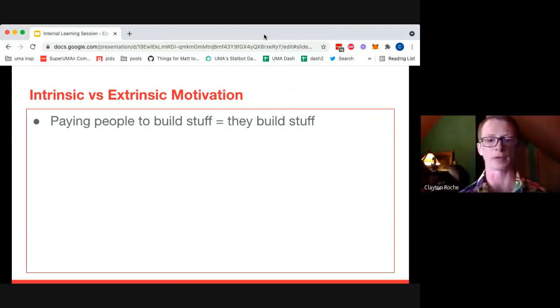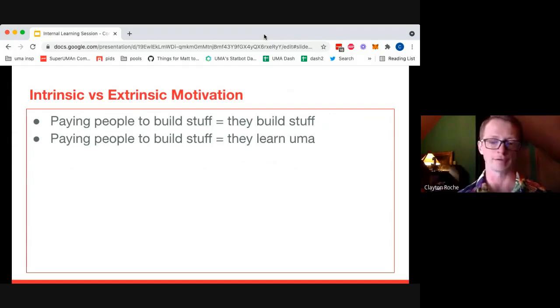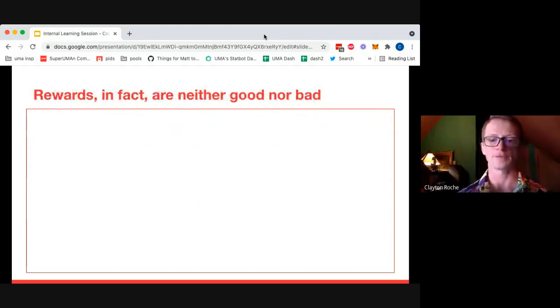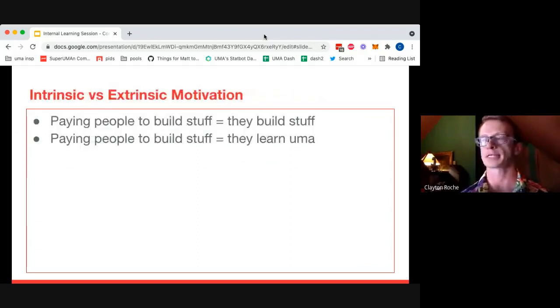And so yeah, it's true that if you pay people to build stuff, they will build stuff. If you pay people to build stuff on UMA, they learn UMA. And the reason that that's important to understand is that they need to basically understand UMA at some point in this, right? And similar to the teaching kids to read piece of this, if kids don't really know how to read or they find it very difficult, they might not read for that reason. So paying them to read can kind of get them over that initial motivation hump.